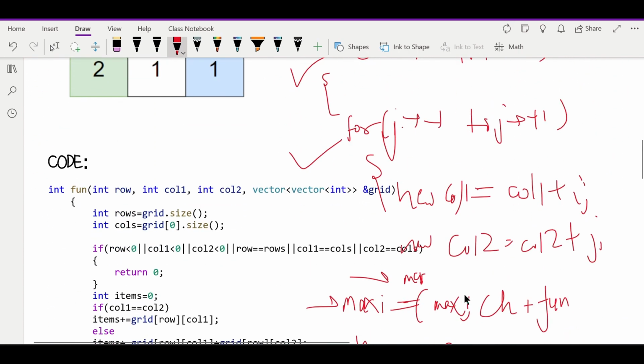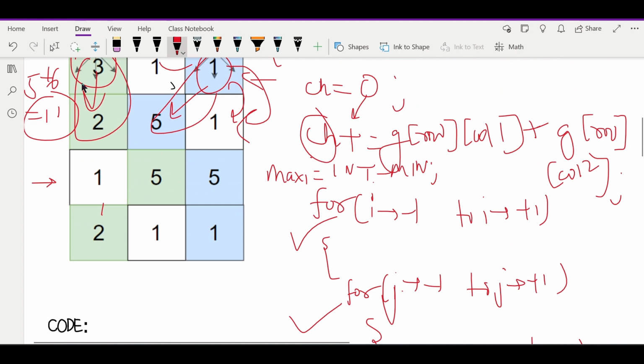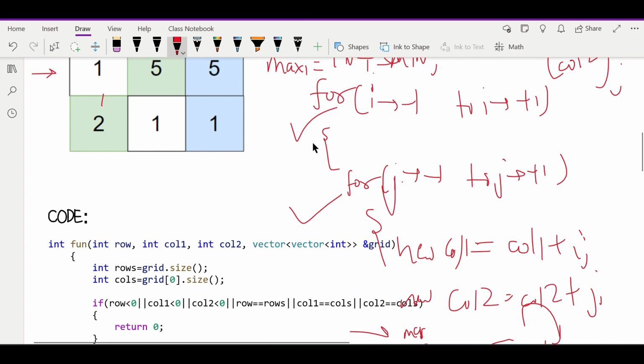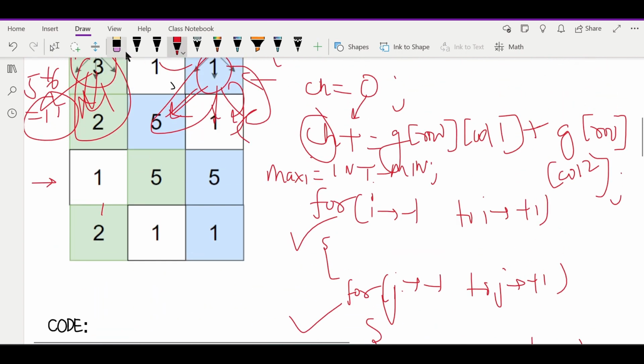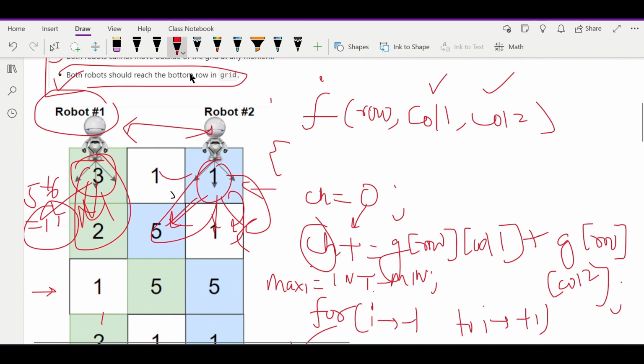So this is why we have taken the maximum of current cherries plus further calling the function for all the possible six positions. What are the possible six positions? This, right? So we have to consider this case. We have to consider this. This is the actual code, how it's working.